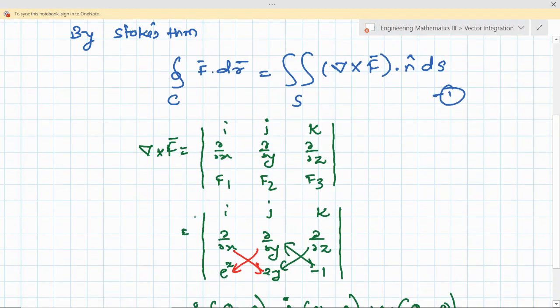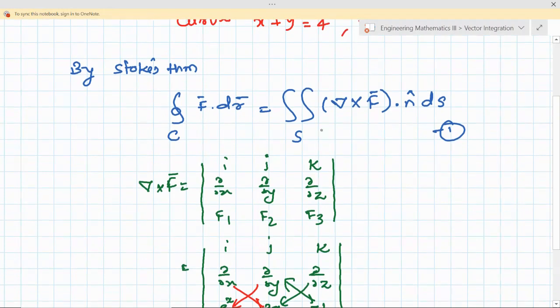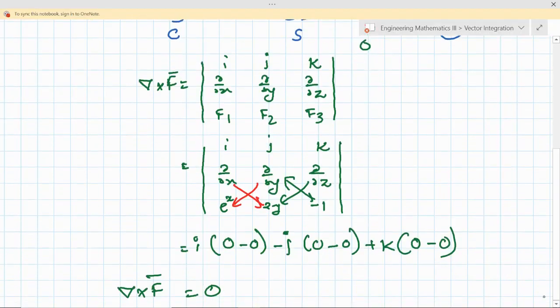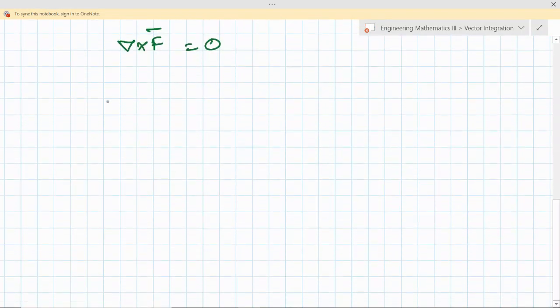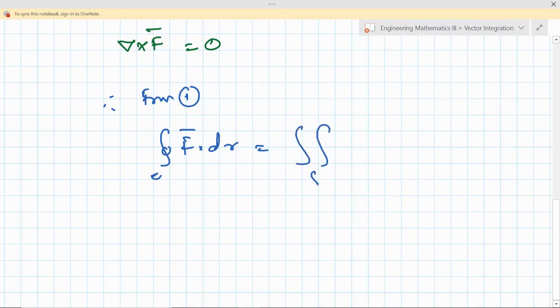As our del cross F bar is 0, everything on the right hand side becomes 0. Because this value is 0, automatically this surface integral becomes 0. Therefore from 1, the line integral of F bar dot dr bar over the closed curve C is equal to the surface integral of 0 dS bar, which is simply 0. There is no need to write this out, because we know del cross F bar is 0, therefore everything becomes 0.